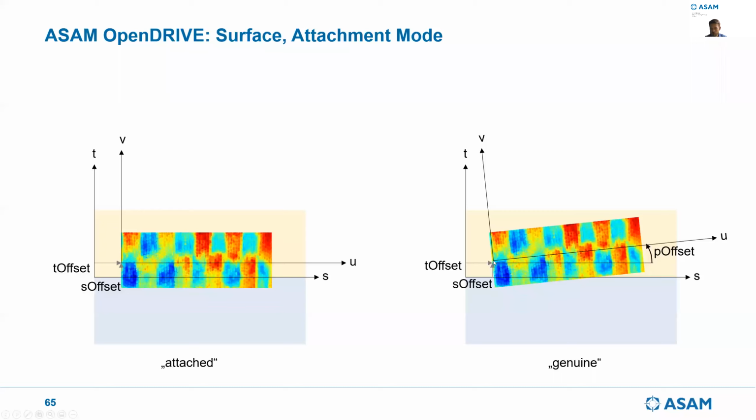Then I have the genuine mode, and in genuine, I can turn and put the OpenCRG file at any point on the road, how I like, and then the reference line shape of the OpenCRG file is taken into account and will not follow the reference line of OpenDRIVE.